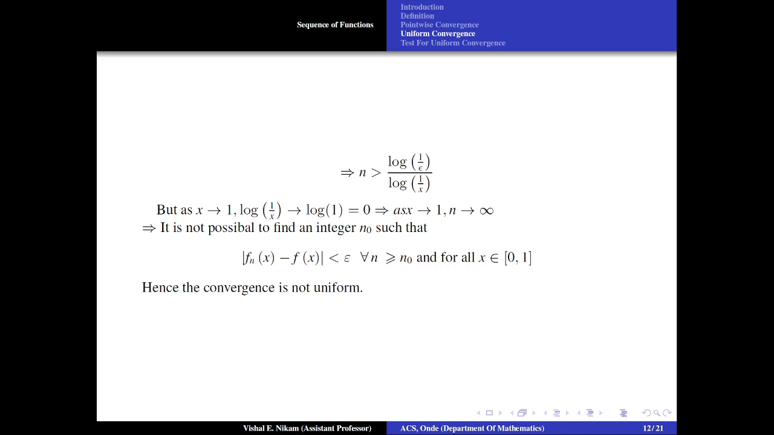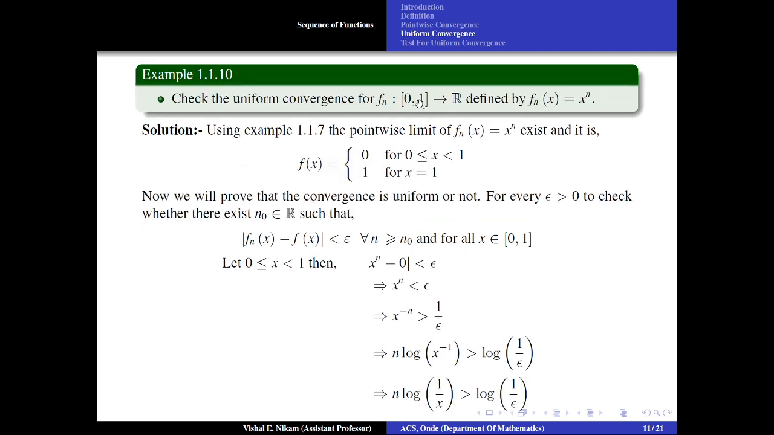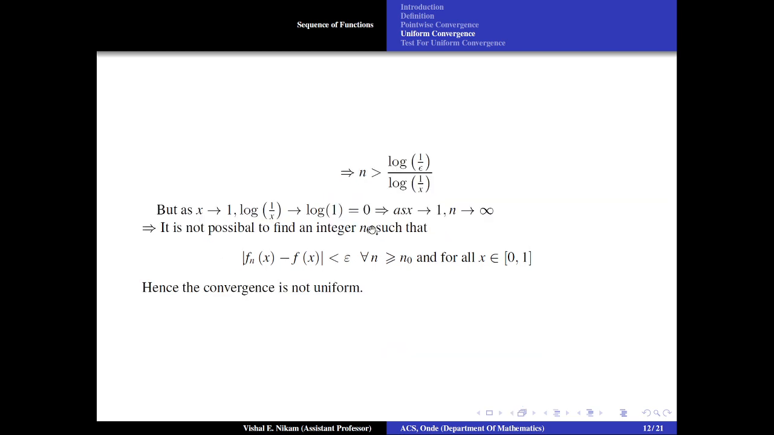The convergence fails to be uniform because of this condition, x tends to 1. If we restrict our domain such that x cannot tend to 1, that is, if we find a number a which is strictly less than 1, and fn is defined from 0 to a, then we can say that the convergence is uniform.